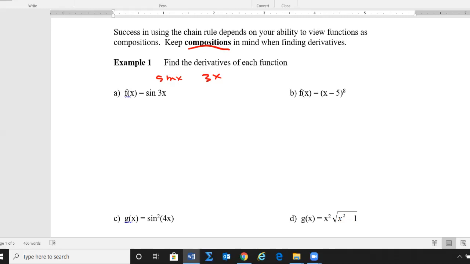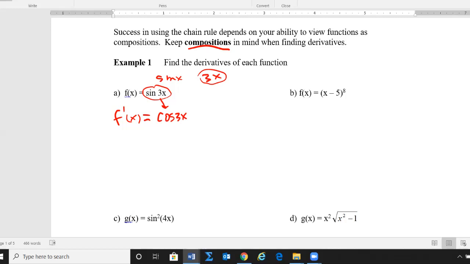So you have to view one of the functions as the outside, so to speak. The outside in this case is the sine function. And then what happened is it was composed with this 3x. So it became sine of 3x. Now the derivative is, you take a sine function and you just say, well, derivative of a sine is a cosine, like that. And leave the 3x there.